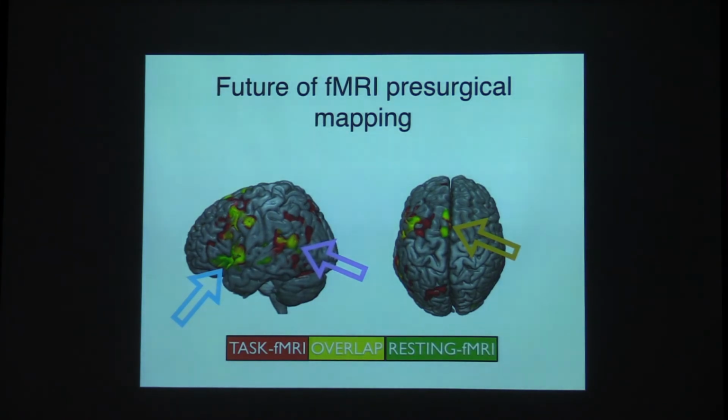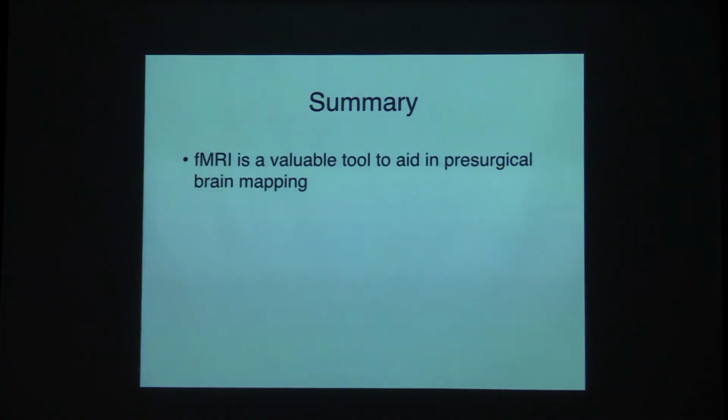So if one of the barriers for you to do fMRI was that there's too much equipment and we need to train the technologists and all that kind of stuff, just move to resting state fMRI, and then you can just extract this information afterwards. So in summary, fMRI is a valuable tool to aid in presurgical brain mapping, and yes, fMRI is awesome. All right, thank you very much.